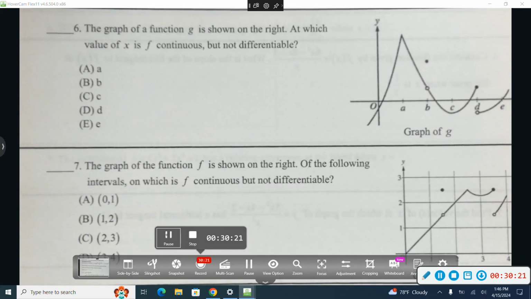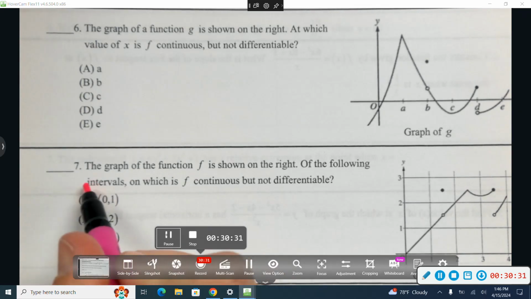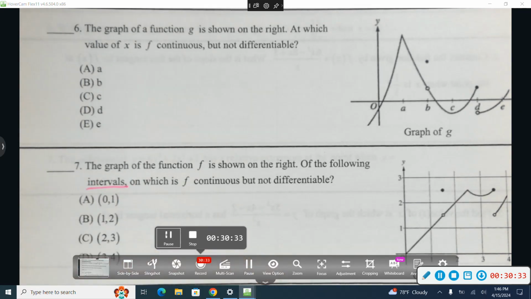All right, why don't you try 6 and 7? And I guess I would just say, when you read 7, read the question. Don't just skip to the answers. Those are not points. Those are intervals. So 6 is talking points, 7 is talking intervals, but it's kind of the same question. Where is f continuous but not differentiable?